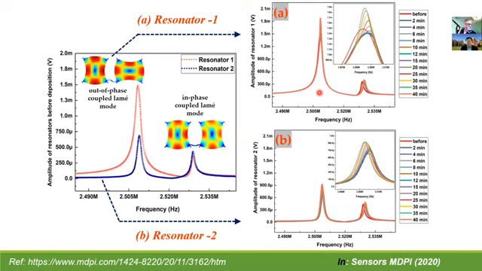But when the response was zoomed in, it clearly showed the small shift in frequency and amplitude depending on the mass of the particles deposited. So the red dotted graph over here shows the response from resonator 1, and the blue dotted graph over here shows the response from resonator 2. So considering the amplitude of resonator 1 and amplitude of resonator 2, the amplitude ratio will be considered as the output metric to determine the mass of the particles that are deposited on the resonators.